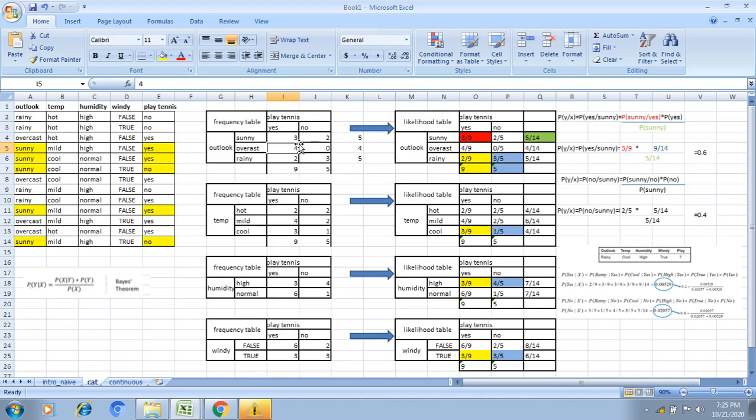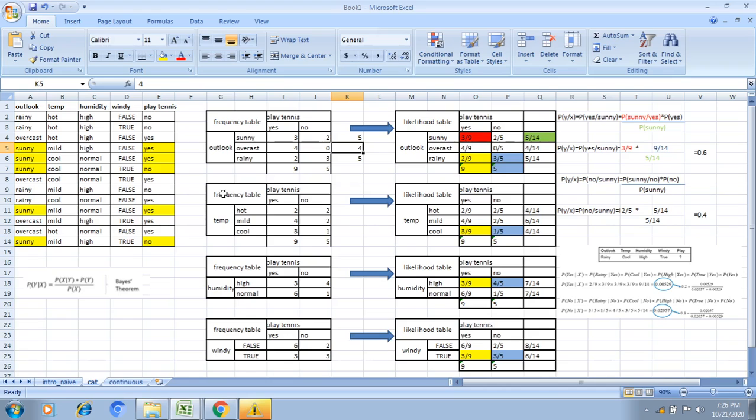Similarly, overcast is 4: yes are 4 and no are 0. Rainy: yes are 2 and no are 3. If I calculate the totals, the complete yes is 9 and the complete no is 5. Out of the 14 data set, how many in total? Yes are 9 and no are 5. Similarly, it will be the same for all the cases. Here I know how to calculate these two tables, and this one also we know.